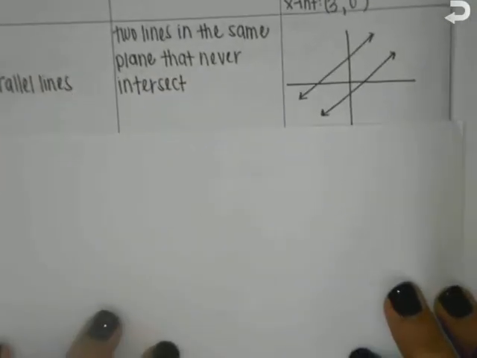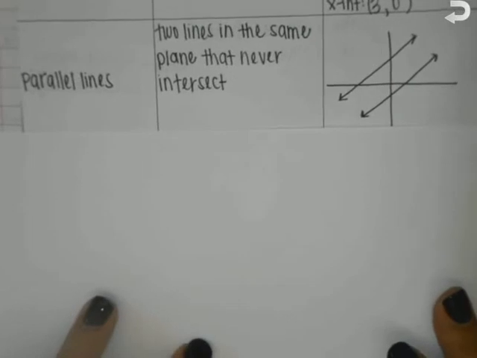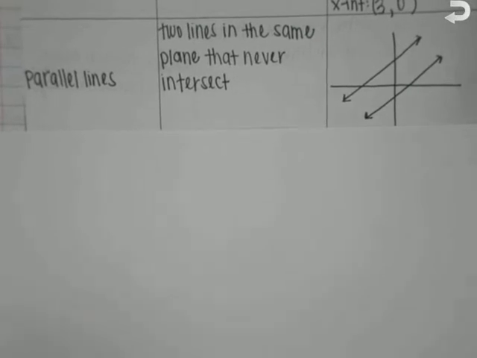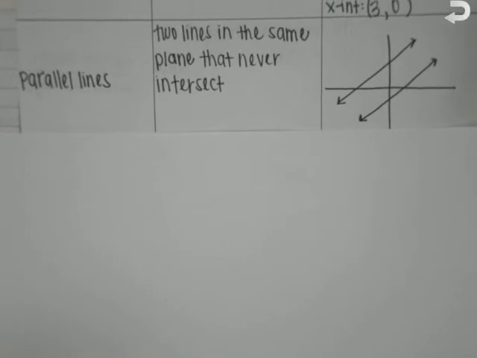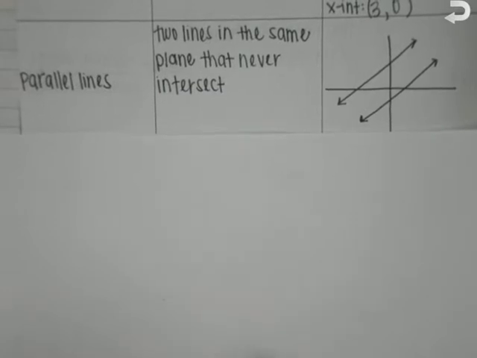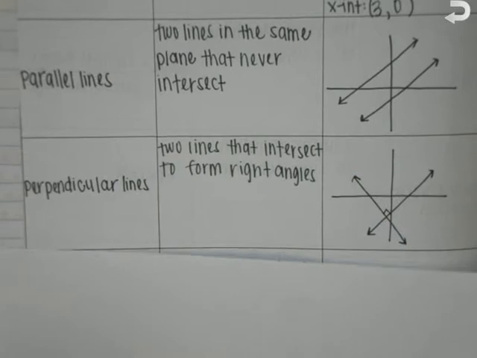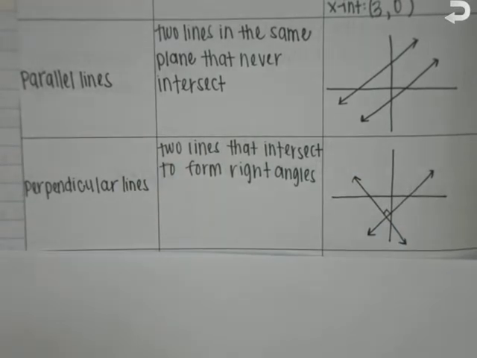The first word that we are going to add is parallel lines. Parallel lines are 2 lines in the same plane that never ever intersect. And then here's a sketch of 2 parallel lines. So parallel lines are 2 lines in the same plane that never intersect. And so then we also need to add perpendicular lines, which are 2 lines that intersect to form right angles.